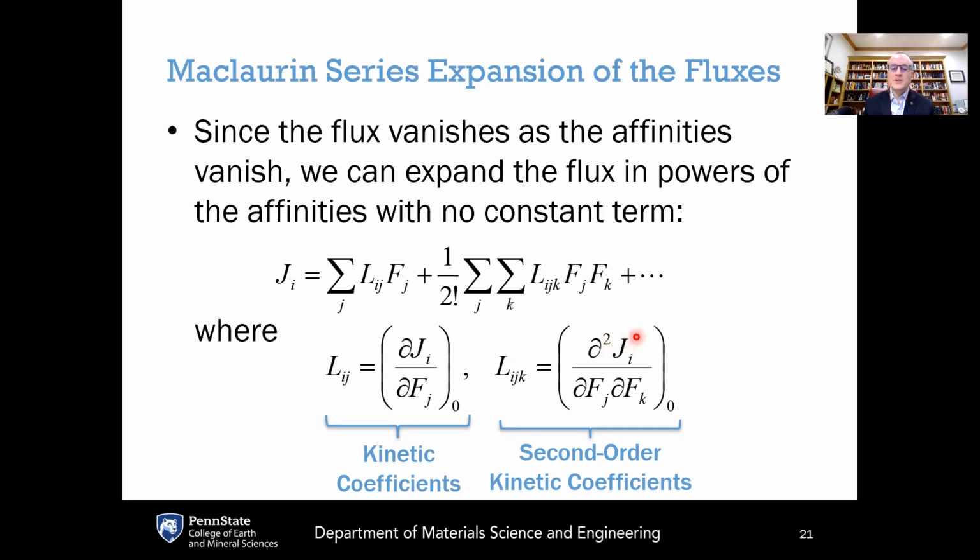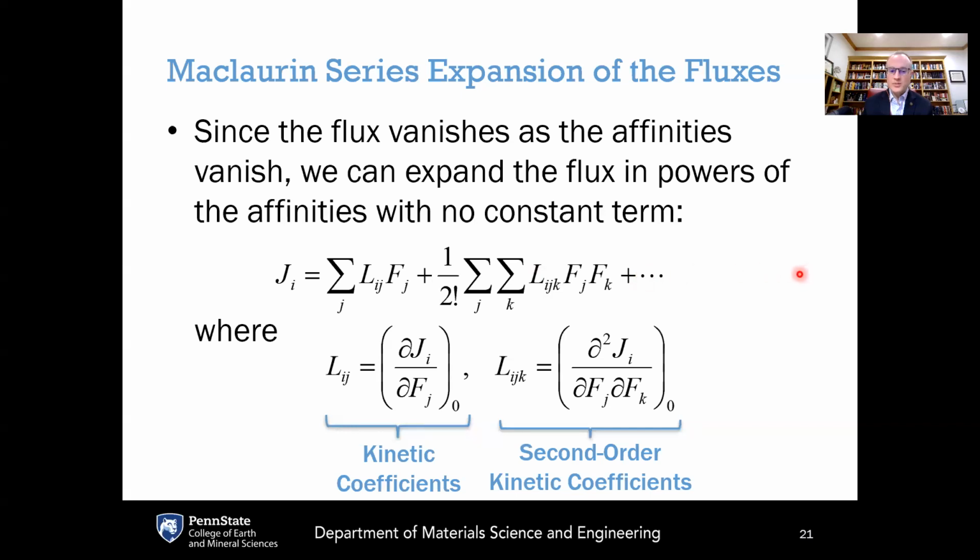So the second derivative of flux of I with respect to changes in both Fj and Fk. What is the second derivative here of the flux of I with respect to changes in the affinity of J and the affinity of K? This is what's called a second order kinetic coefficient. In principle, we could continue this on.